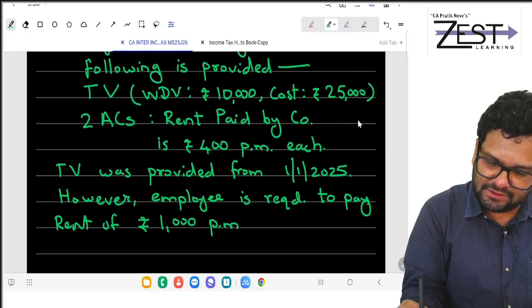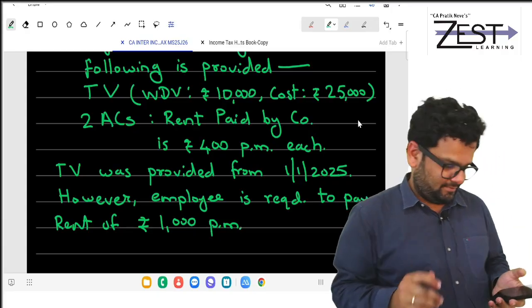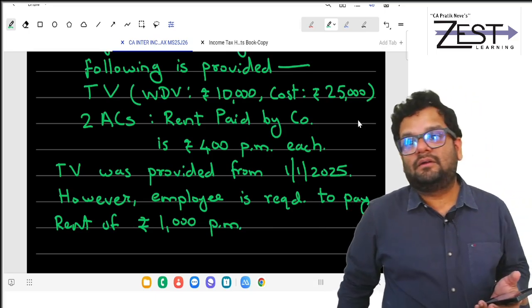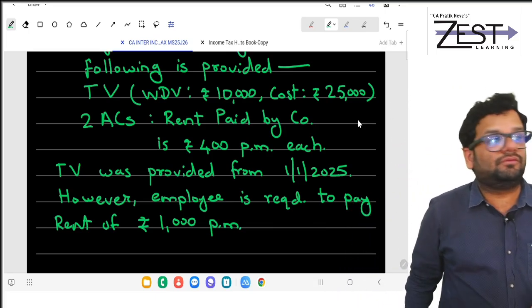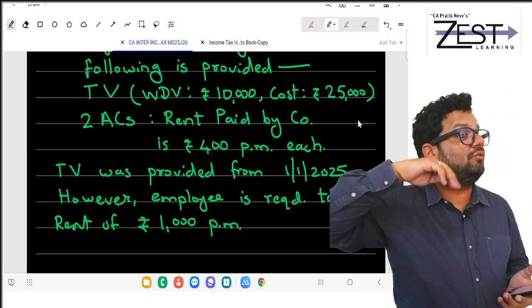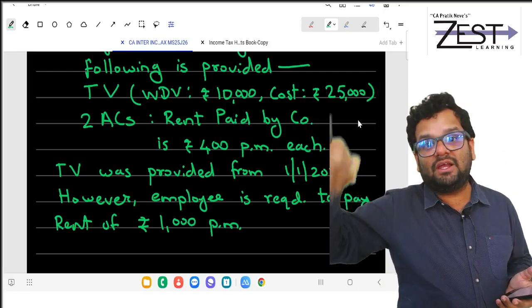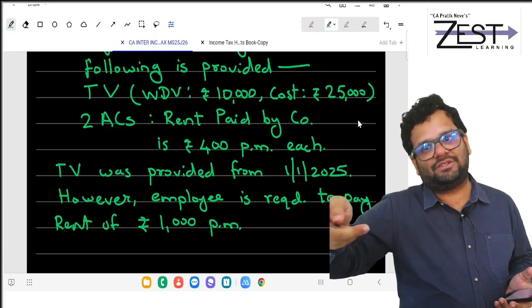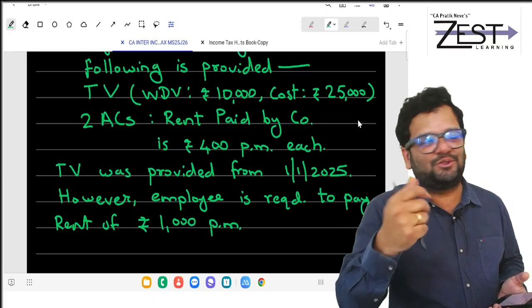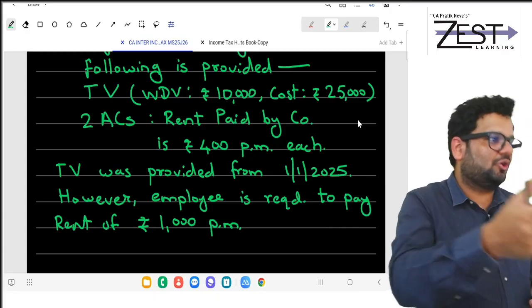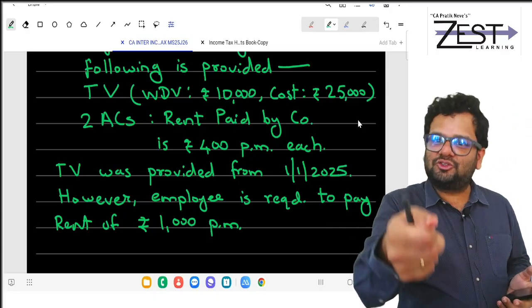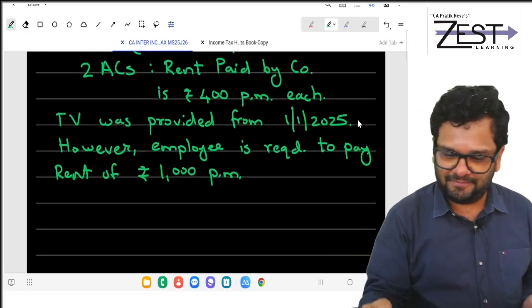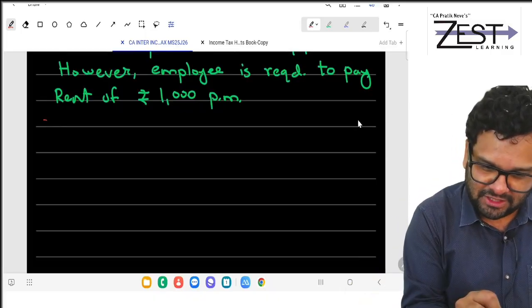So what happens, friends? Value of what? Value of the last step: value of concessional furnished accommodation. Because you have got furniture also, of course you have got the house also, and rent is also recovered from the employee. So how to do the valuation? Chalo, start.